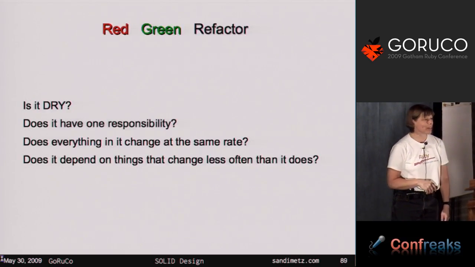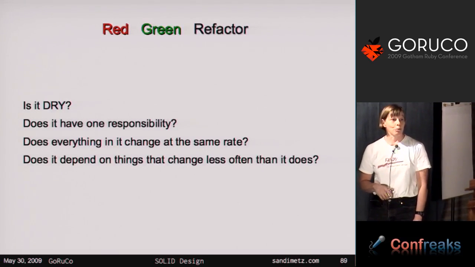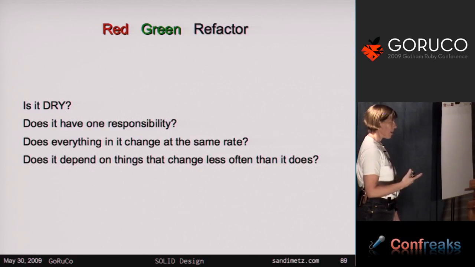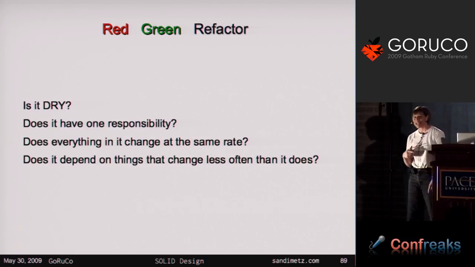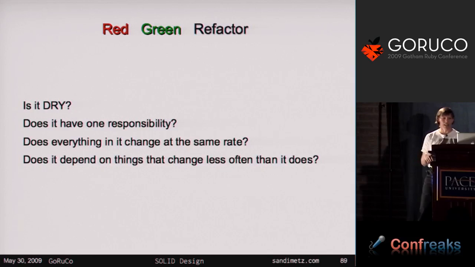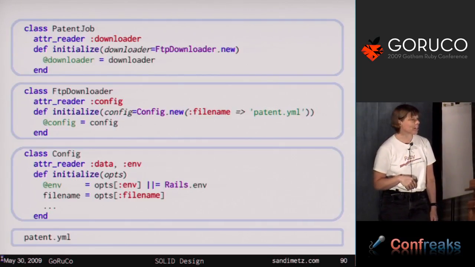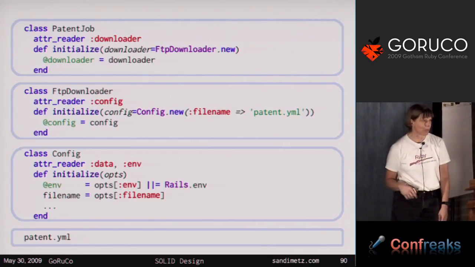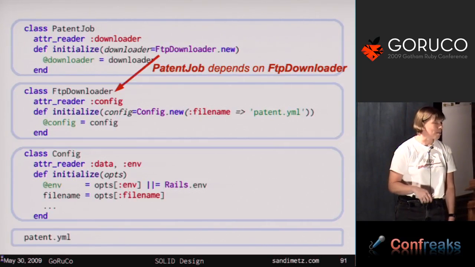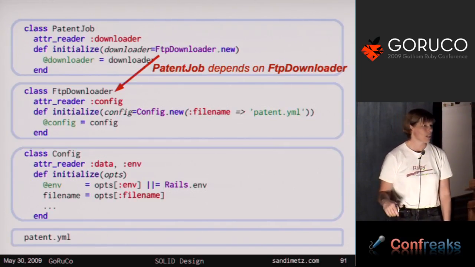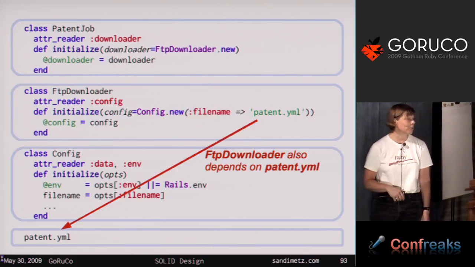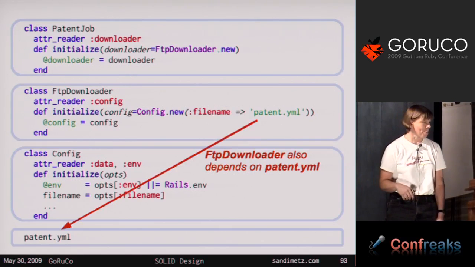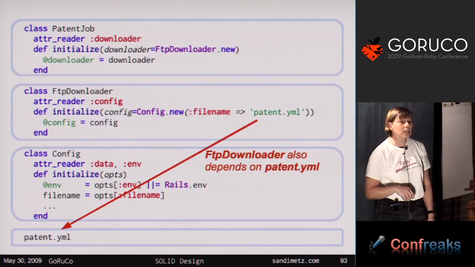And it really does feel like I should be done. But let's go back and check one more time with the rules. Is it dry, right? Does it have one responsibility? Does everything in it change at the same rate? Or does it depend on things that change less often than it does? And so let's just look at the initialize methods of the classes that we wrote. Job depends on downloader. Downloader depends on config. And downloader also has this reference to the YAML file. Is that right?